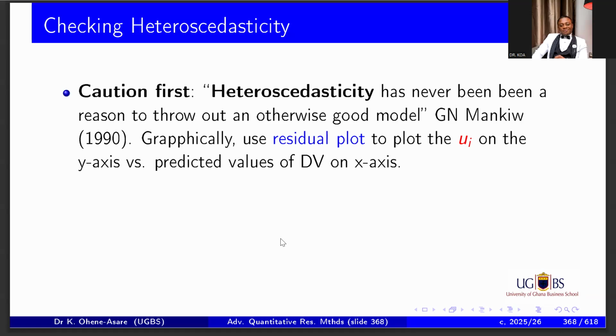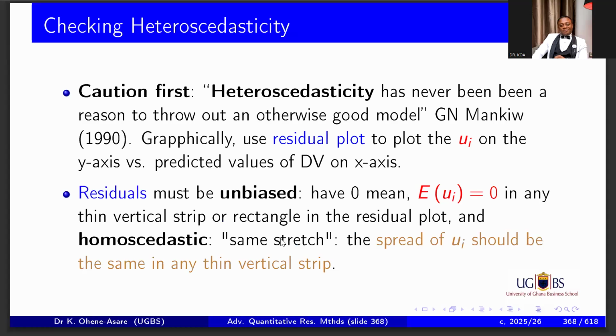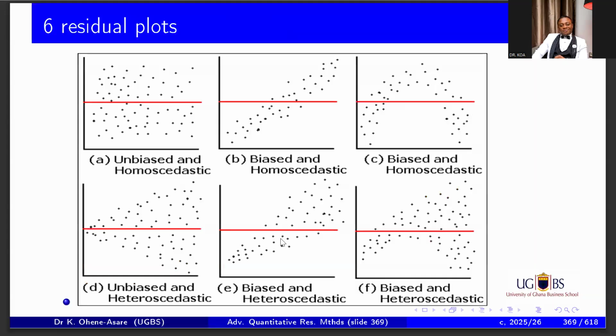You can use residual plots to check, just as we did. You just want the residuals to be unbiased, to have a zero mean. And for any vertical strip or rectangle in the strip, you simply want the residuals to be homoskedastic. So I have some questions for you. This one is showing, but the previous one, it wasn't sure. I'll rather ask you. So look at this first one.